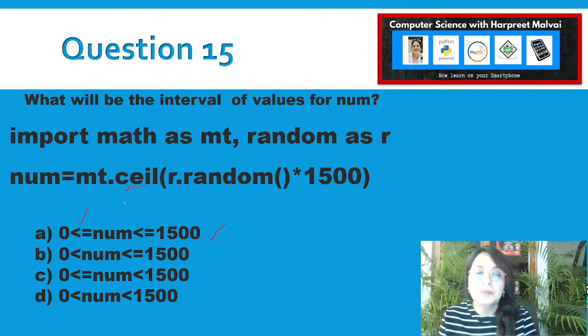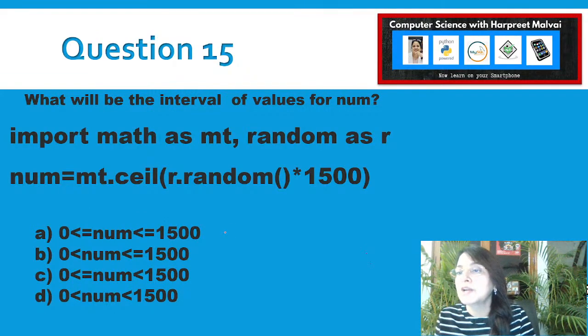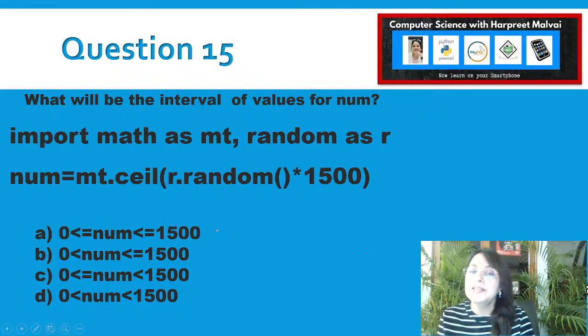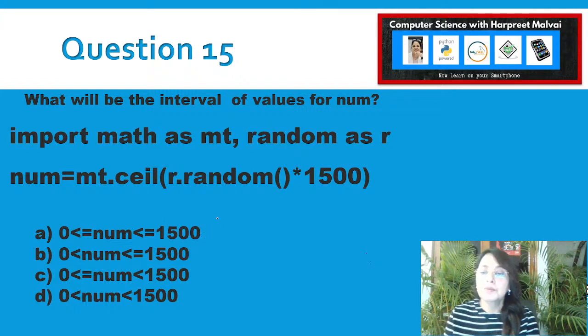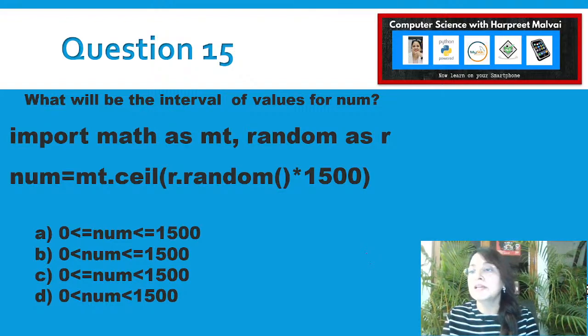We're going to use this. And you cannot get exactly 1500 when you try this out, but theoretically, it is going to be this one. You can get 1500 as an answer because you multiplied it with 1500 and then you use the m.ceil.